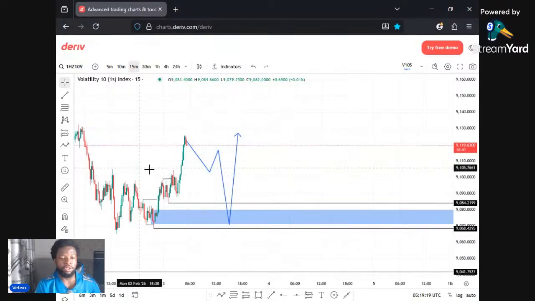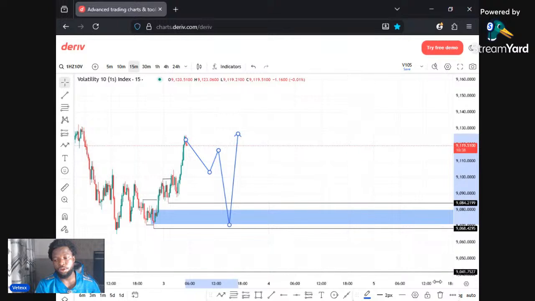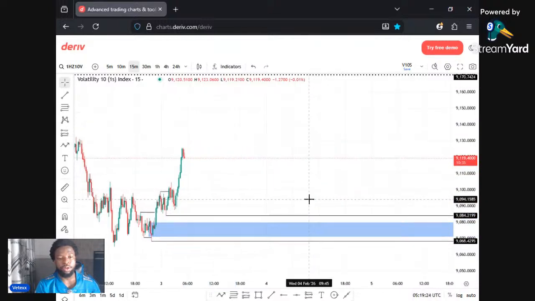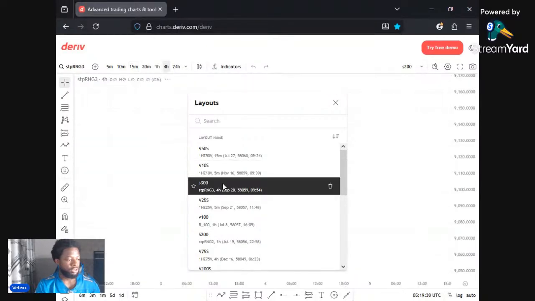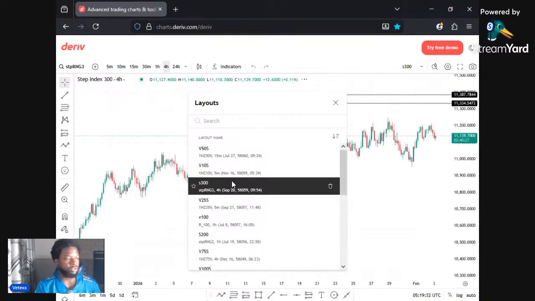So this is what we have on Vetexx. So far we have two setups that we are anticipating. Okay. Now let's check the next pair, which is Step 300. Let's see what we have on Step 300.